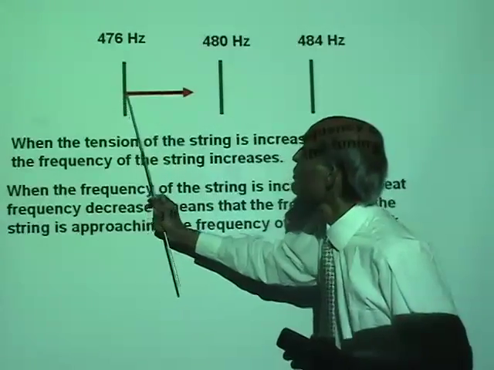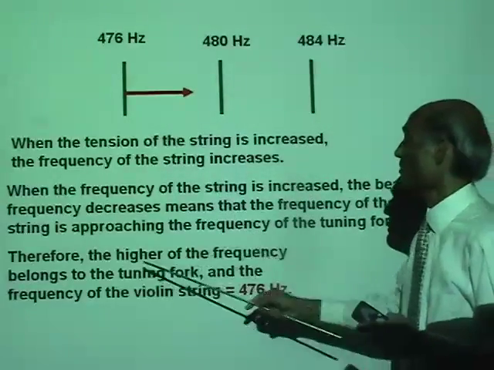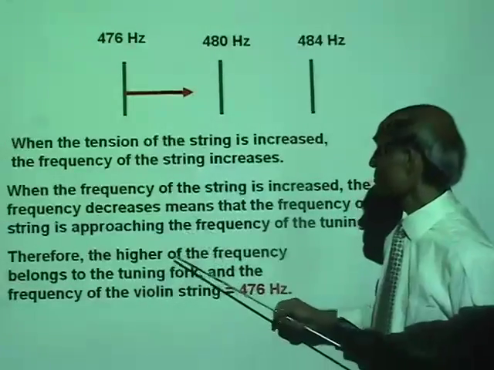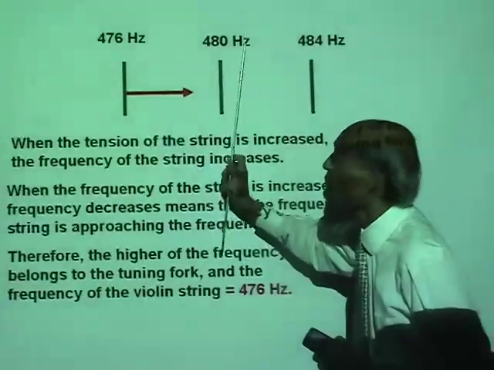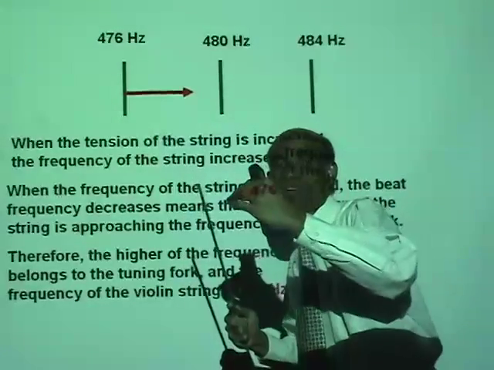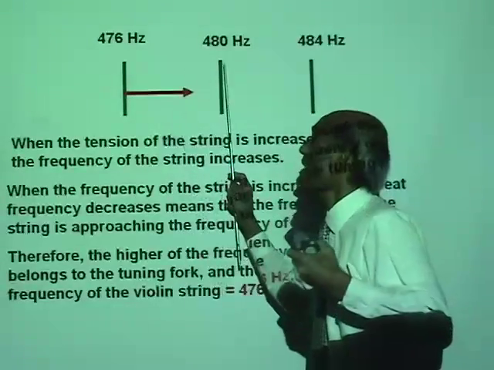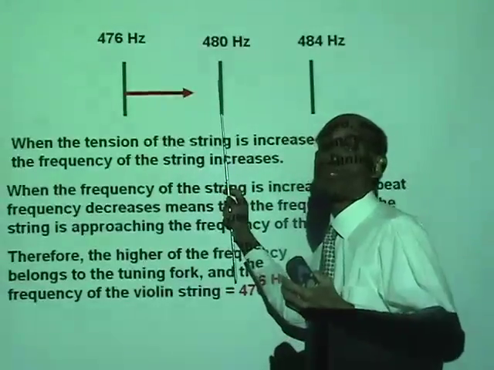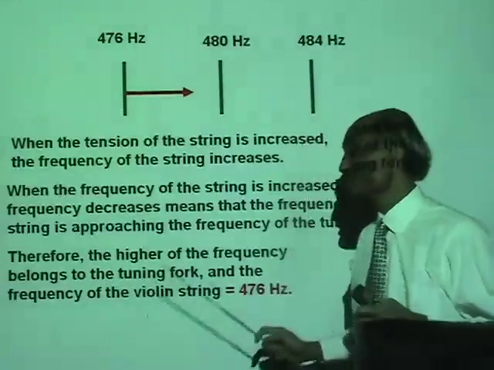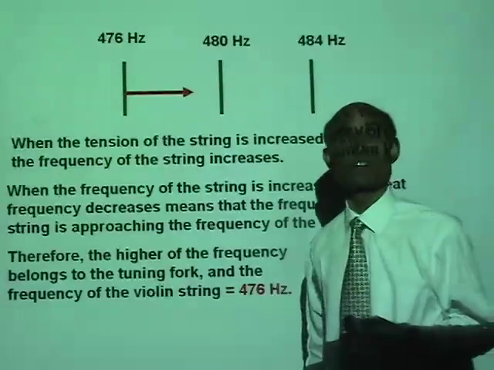So the frequency of the violin string is approaching 480. Therefore, the higher of the frequencies belongs to the tuning fork. If the violin has to approach the frequency of the tuning fork when its frequency is increased, that means the higher frequency must be that of the tuning fork and the lower frequency must be that of the violin string. So what's the answer? The answer is 476 Hertz.